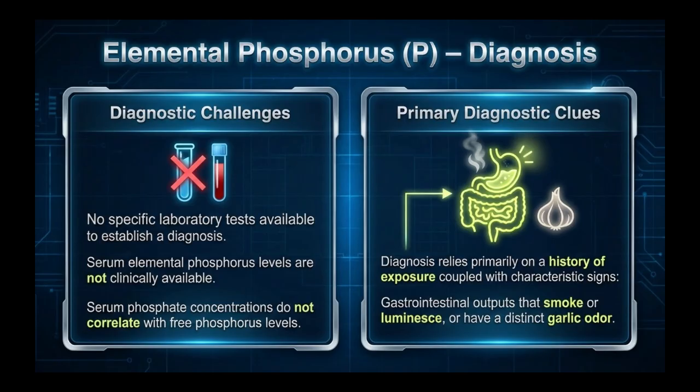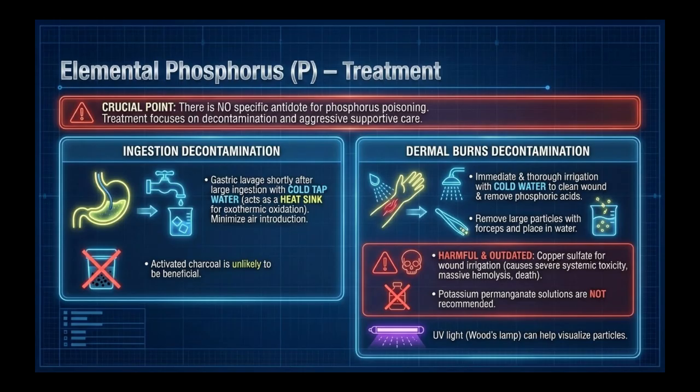There are no specific laboratory tests available to establish a diagnosis of phosphorus poisoning. Serum elemental phosphorus levels are not available in clinical settings, and serum phosphate concentrations do not correlate with free phosphorus levels in the body. Therefore, diagnosis primarily depends on a detailed history of exposure to a product containing phosphorus. It is also supported by characteristic signs such as gastrointestinal outputs that smoke, luminesce, or emit a garlic odor. Additionally, phosphorus burns may be indicative of exposure in a military context involving munitions.